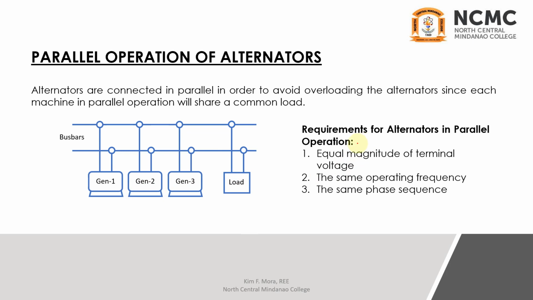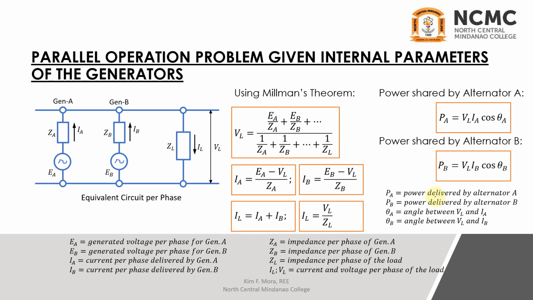So there are requirements for alternators in parallel operation. Number one is they should have equal magnitude of terminal voltage. Next is they should have the same operating frequency. Then lastly is they have the same phase sequence. Okay, muna siya ang mga requirements para pwede na ma-parallel ang mga alternators.